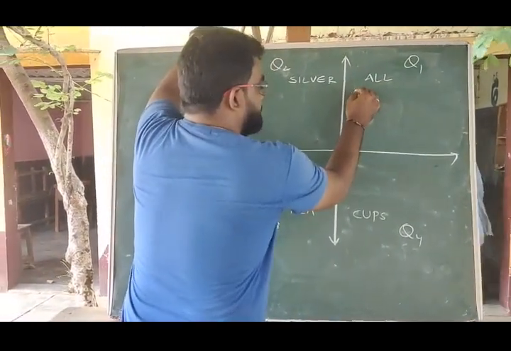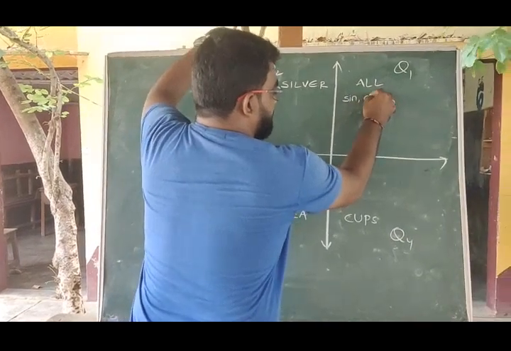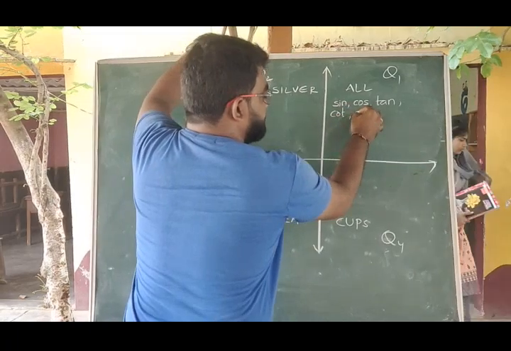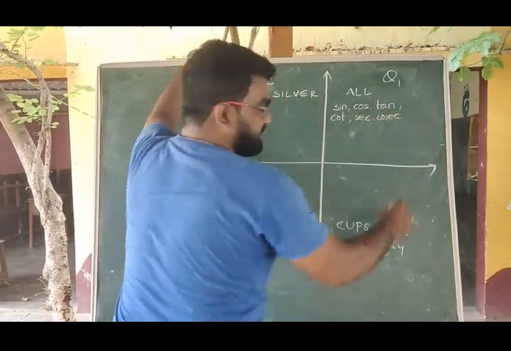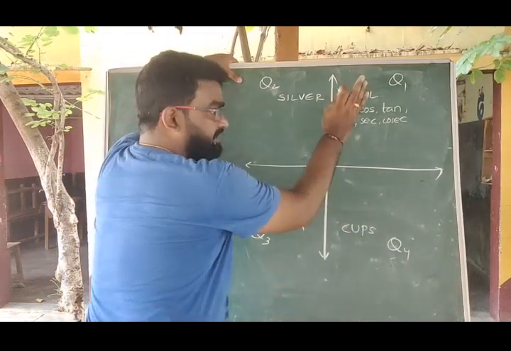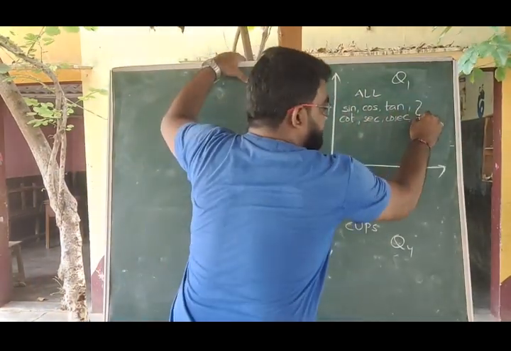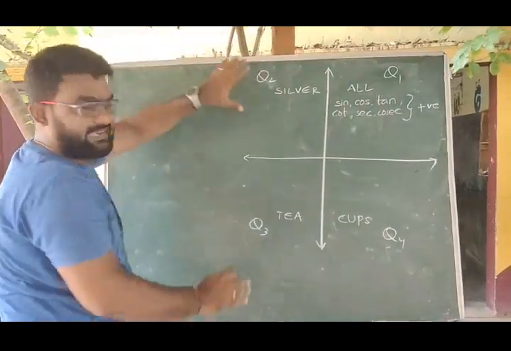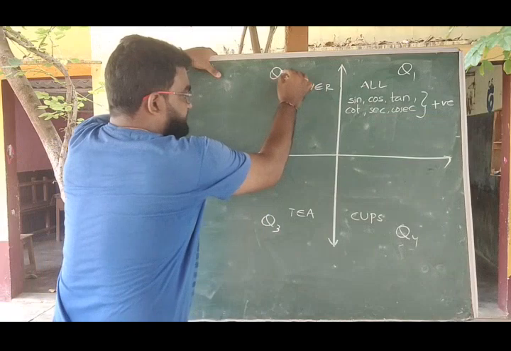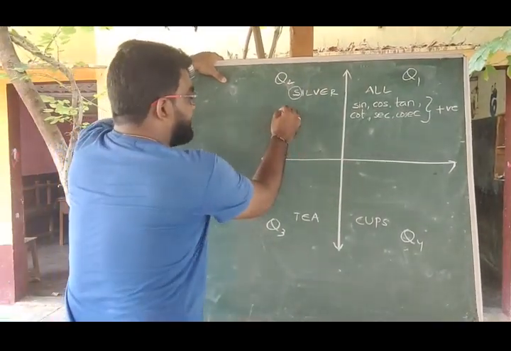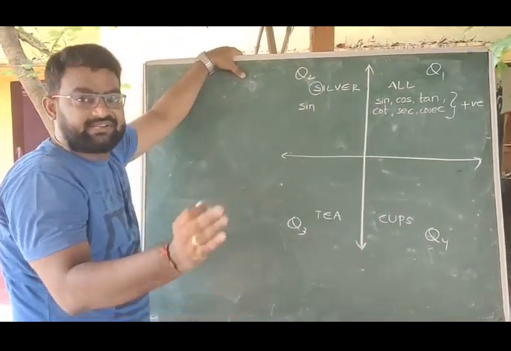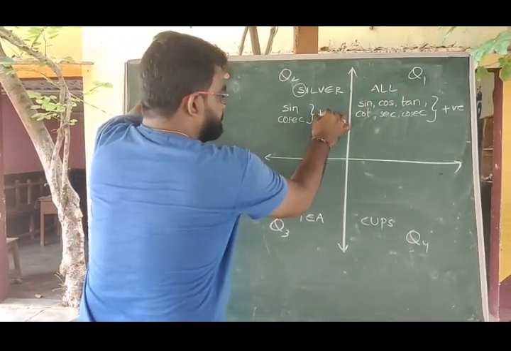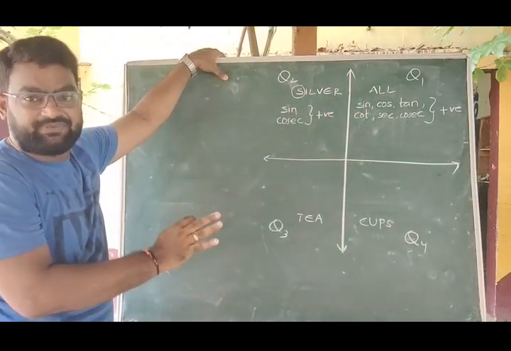All means all ratios: sine, cos, tan, cot, secant, cosecant. Means in quadrant 1 all the ratios are positive. Next, second quadrant, first letter S. S stands for sine theta, and its reciprocal cosecant theta. These two are positive, rest all will be negative.